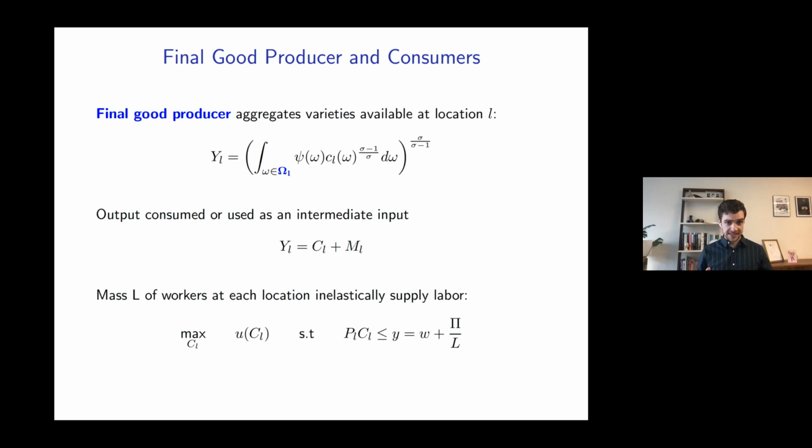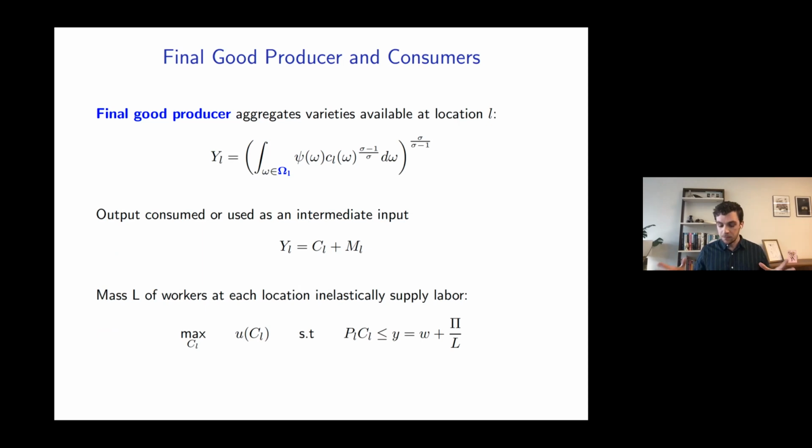We've got our standard CES elasticity of substitution sigma. And then the main thing to know is that the set of varieties available at each location L is going to be an endogenous variable. So this omega L here is endogenous. Now, output Y_L can either be consumed or used as an intermediate input. So, for simplicity, we don't have a separate aggregation for consumption and for materials.